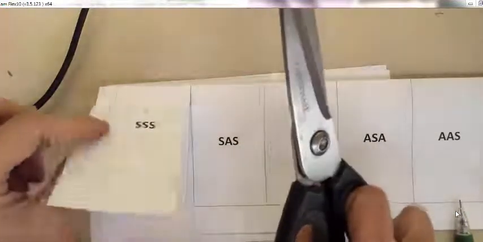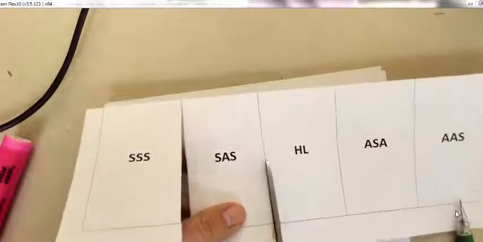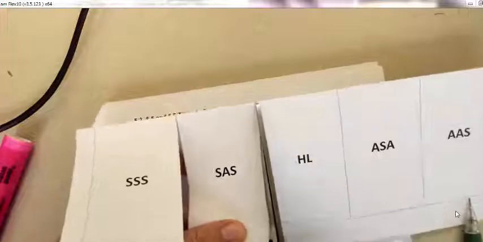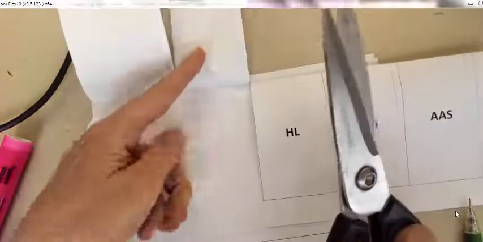This will be like a little flip thing, so you can flip that up and you'll have some information here. Do the same thing for the next one. I'm just cutting right on those vertical lines, but not the back, because we're going to write a whole bunch of information right here.